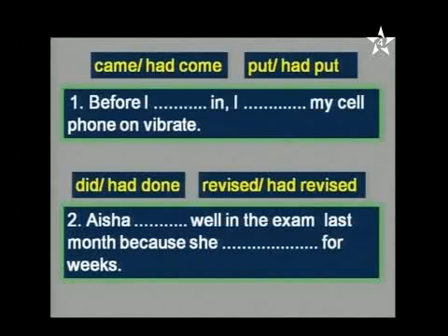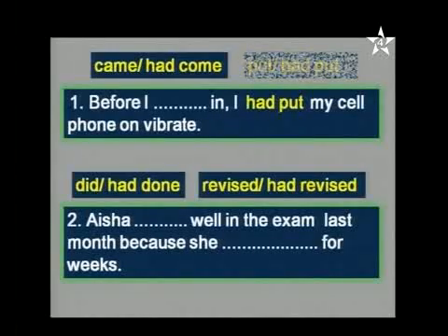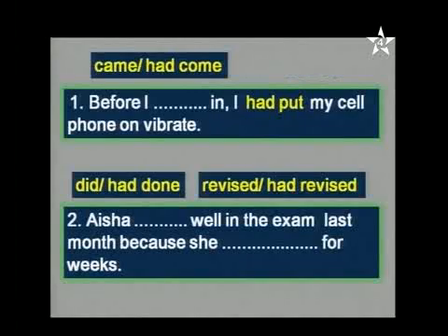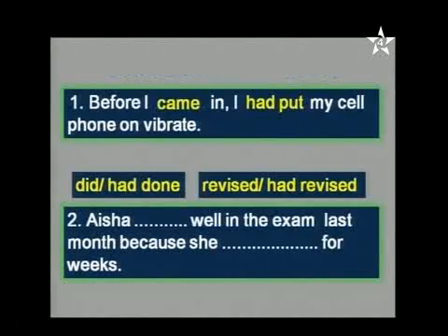Okay, so look at the first one. What did I do before I came in this studio? What did I do first? That's the past perfect. So, of course, I had put my cell phone on vibrate. And then second, I came in this studio. So the sentence is, before I came in, I had put my cell phone on vibrate.